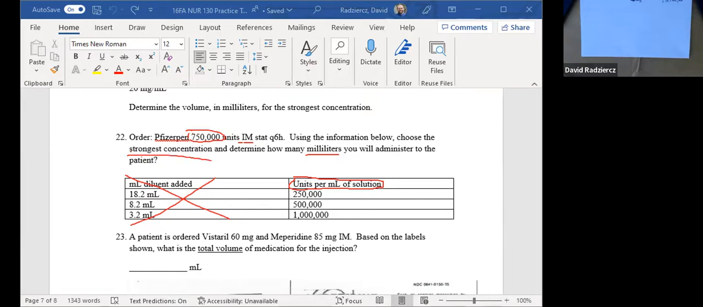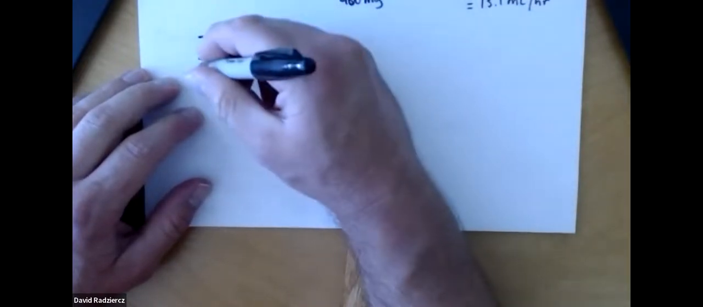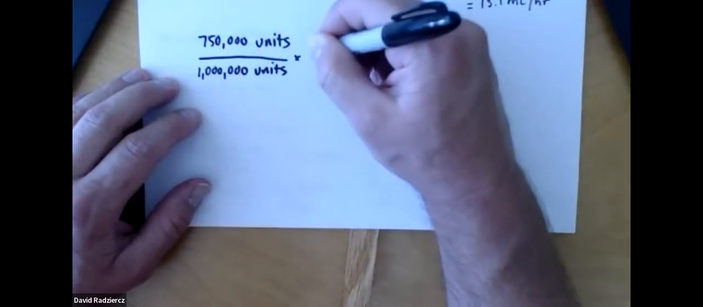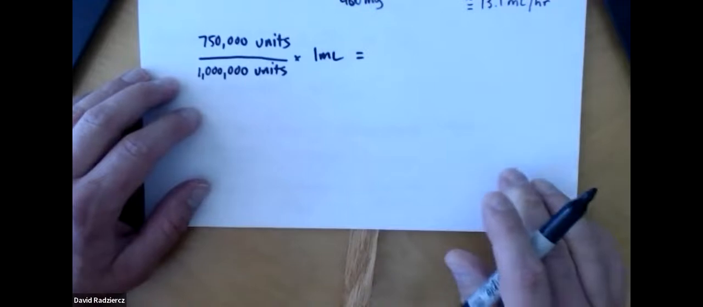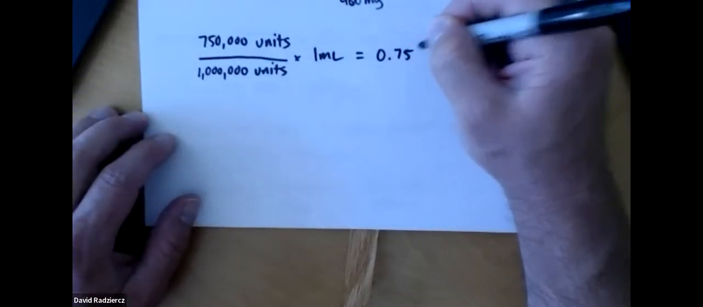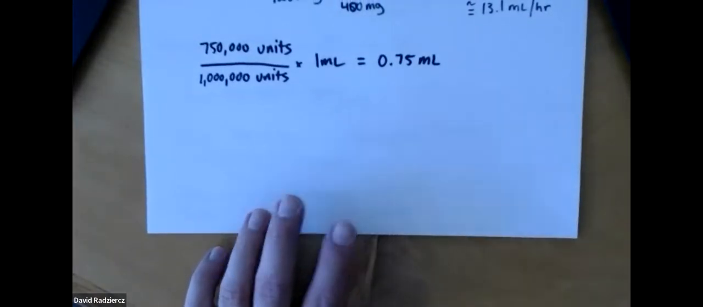So I'm going to take my 750,000 units. I'm going to divide it by the 1 million units. And I'm going to get an answer of 0.75 milliliters. And that would be your answer.